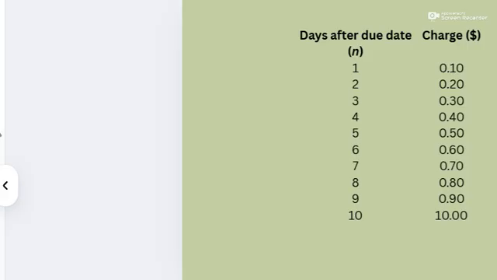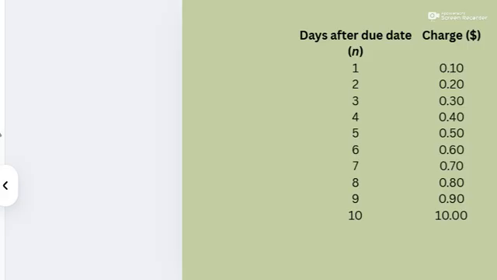Adonis forgot to turn in his library book for 10 days after the due date. That sounds like me. If the book is 1 day late, the library charges 10 cents. If it is 2 days late, the late charge is 20 cents. The following table displays the information.